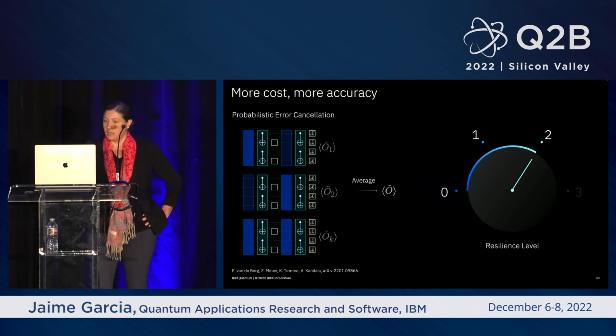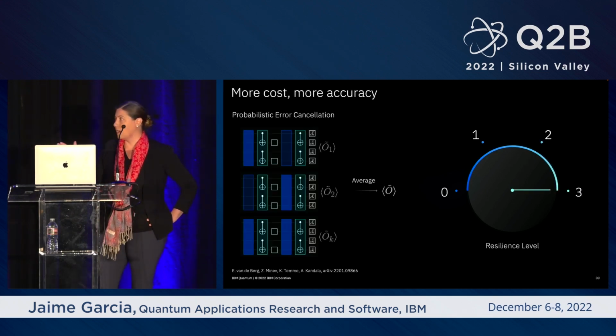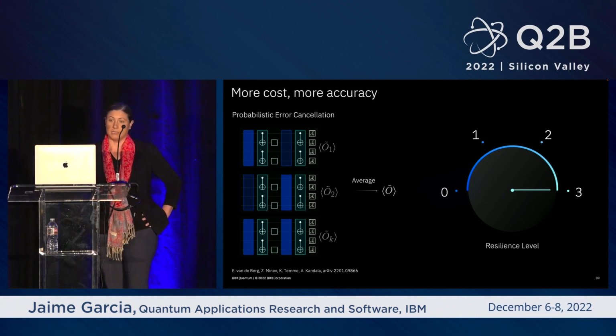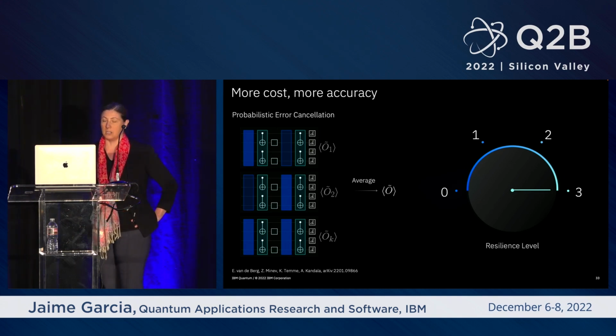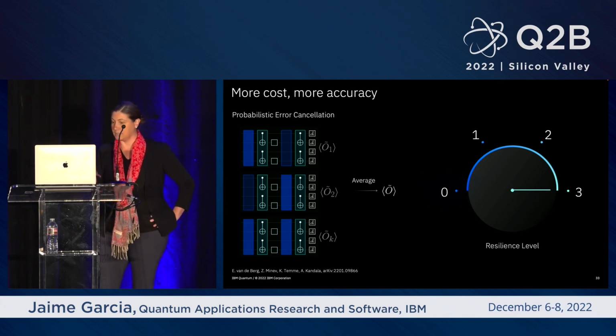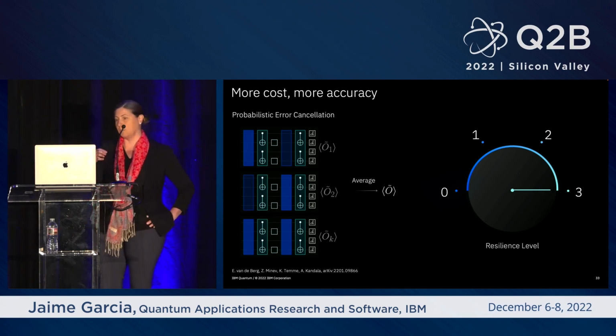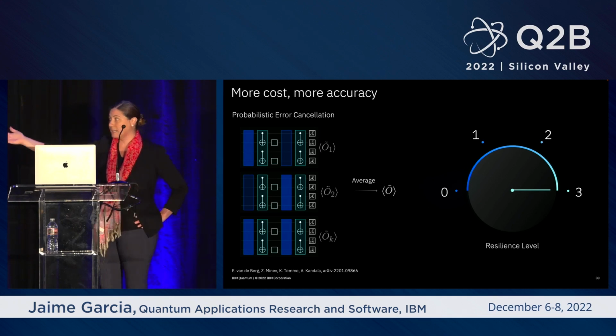And then the last error mitigation technique that we have implemented for resilience level 3 is probabilistic error cancellation. This was some work that we recently put out this year. It appeared on arXiv. I'll point out that ZNE is slightly older, but we do expect that as time continues and new techniques become available, we will start implementing them as well. So this is the highest level of resilience.